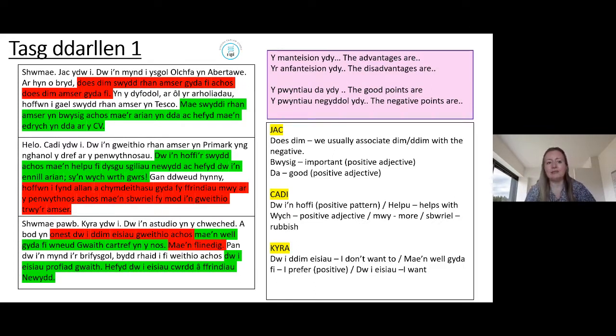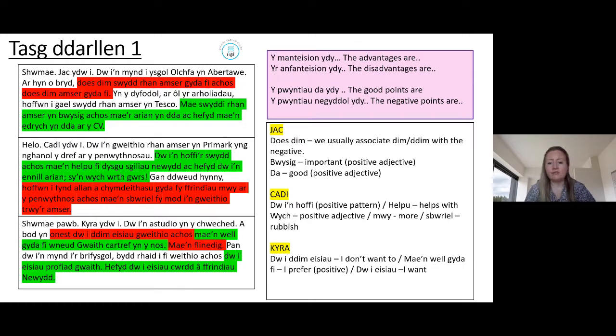Symud ymlaen to Cadi, looking at Cadi wedyn. Cadi says, dwi'n gweithio rhan amser yn Primark. So she works in Primark, yng nghanol y dref, in the centre of town, ar y penwythnos. Okay, that's a fact, isn't it? But she goes on to say, dwi'n hoffi'r swydd. I like the job, achos mae'n helpu fi ddysgu sgiliau newydd. Dwi'n hoffi insinuates positive, and helpu fi, helps me, dysgu sgiliau newydd, learn new skills. And also, dwi'n ennill arian, I earn money. Sy'n wych, which is great, of course.